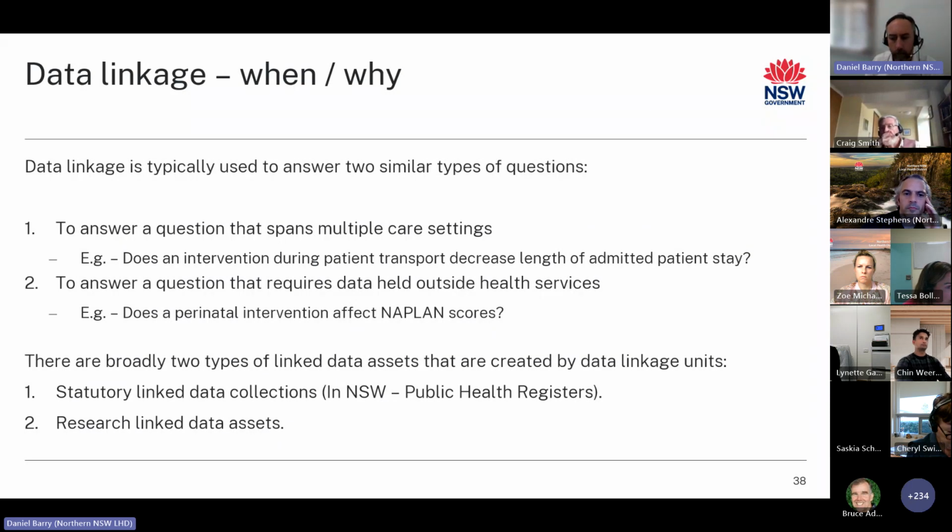In New South Wales, the majority of the statutory linked data collections are hosted via Safari. And in the same way that I showed the quick demonstration on the perinatal data collection, you'll see some of the register data on Safari, and you can find the legal basis for use, the data sources that are linked together, and how to access those.